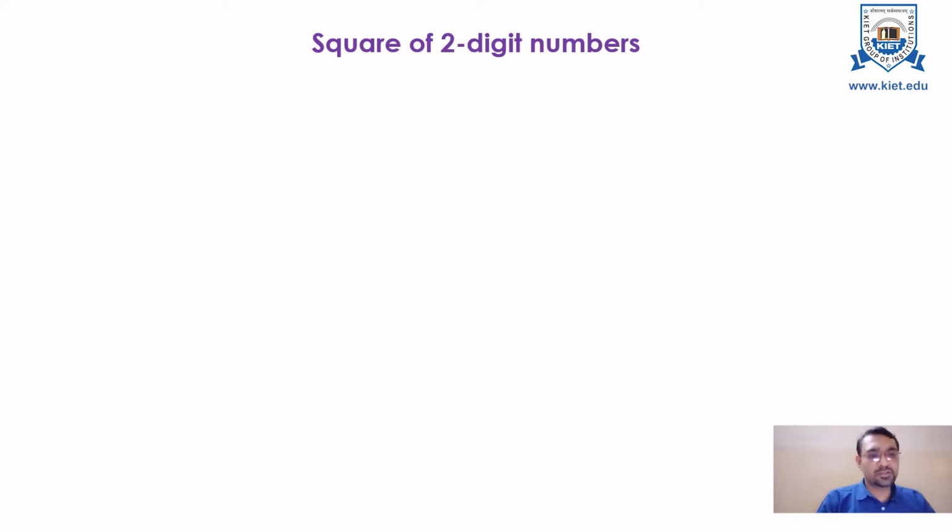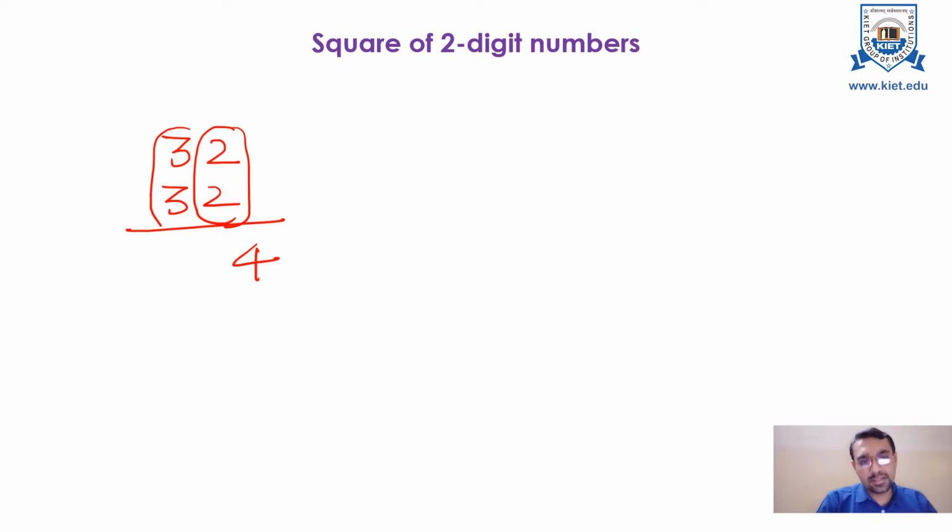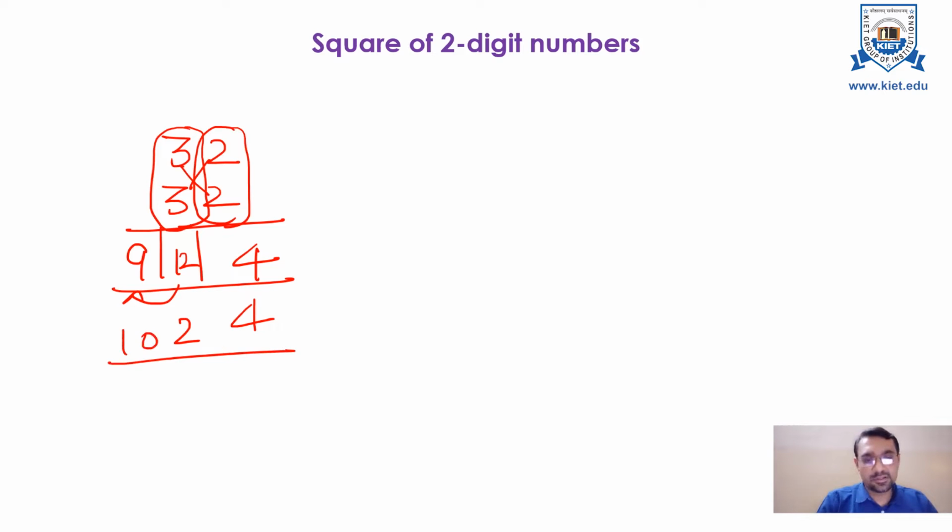Okay, next we will find the square of a two-digit number. Let's say the number is 32. First you have to find the product of the rightmost digits. So 2 into 2, 4. Then the leftmost digit, 9. Then the product of the diagonal numbers: 3 into 2, 6 and 3 into 2, 6. 6 plus 6, 12. Okay, 4, 2, 1 as carry, 9 plus 1, 10. So 1024 is the square of 32.